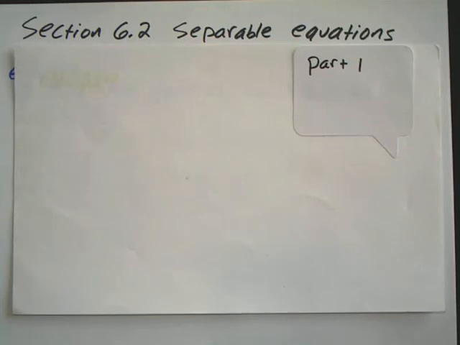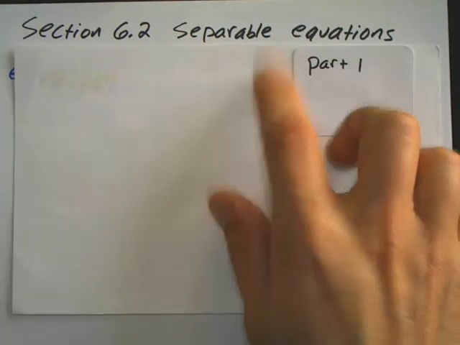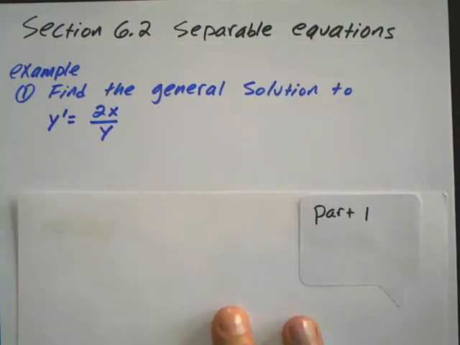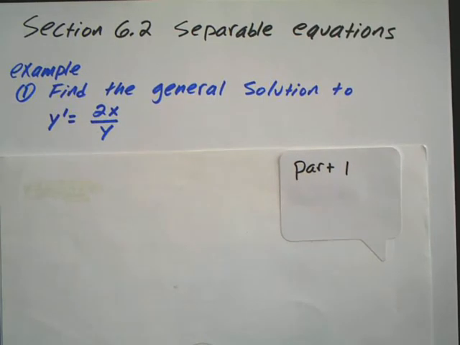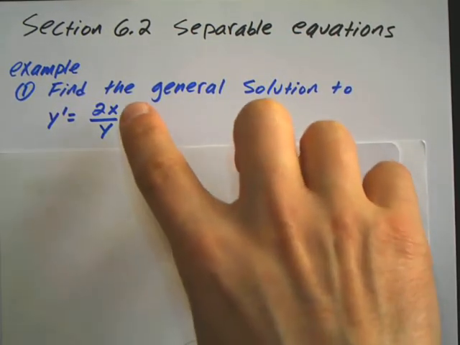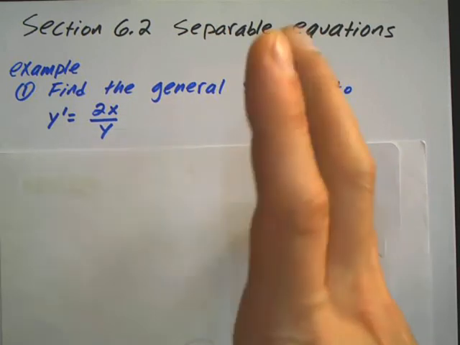This is part 1 of section 6.2, dealing with separable equations. So here's the first example. I want to find the general solution to this differential equation. You can notice we have x and y in our first derivative.